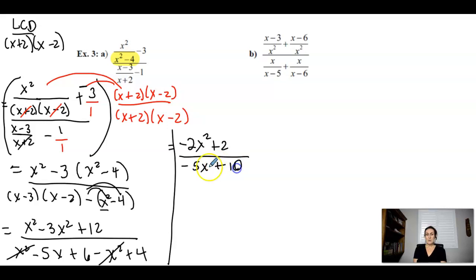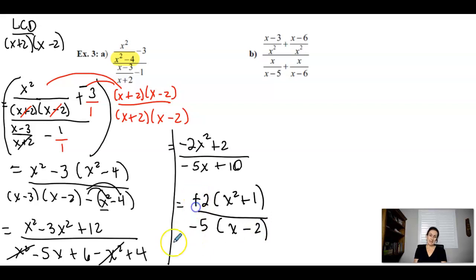Now, typically, we don't like the a term being negative, so I'm going to go ahead and factor that out in the numerator. If I factor out a negative 2, then I end up with x squared plus 1. In the denominator, if I factor out a negative 5, then I end up with x subtract 2. The negative and the negative are going to cancel. You can leave your answer like that, or sometimes they'll multiply it back through.